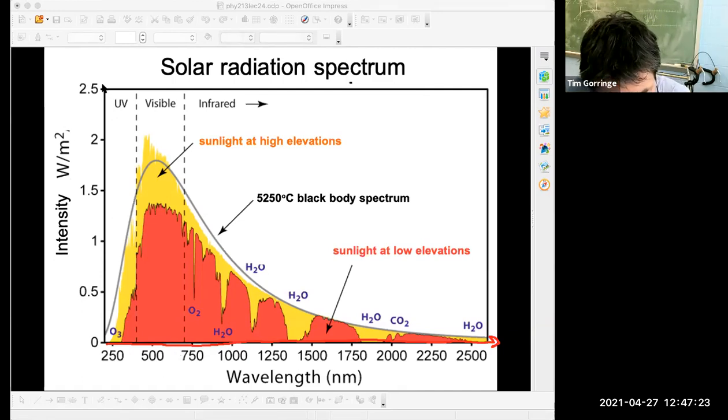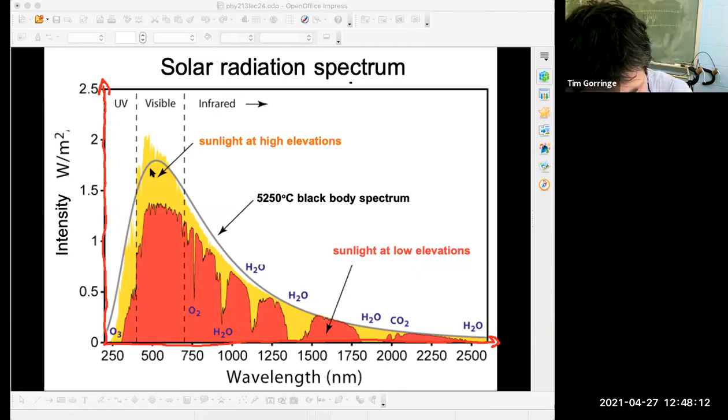And then vertically, I'm plotting the intensity of the light. So intensity, if you remember, is the joules per second per square meter, or the watts. So more intensity means more energy is being transported per second per unit area. And you see this sort of characteristic black body spectrum here. It's this shape. Now, actually, there are several shapes there. Let me explain the different shapes.